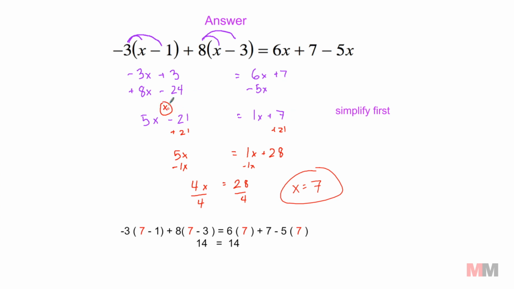Doesn't matter if you label this side your x side or this side. Play around with it, try to switch it up a little bit so you get better practice. At the end, if you solve it, you will get 7. Always check your answers, plug that back in, and as long as both sides are equal, you did it right.